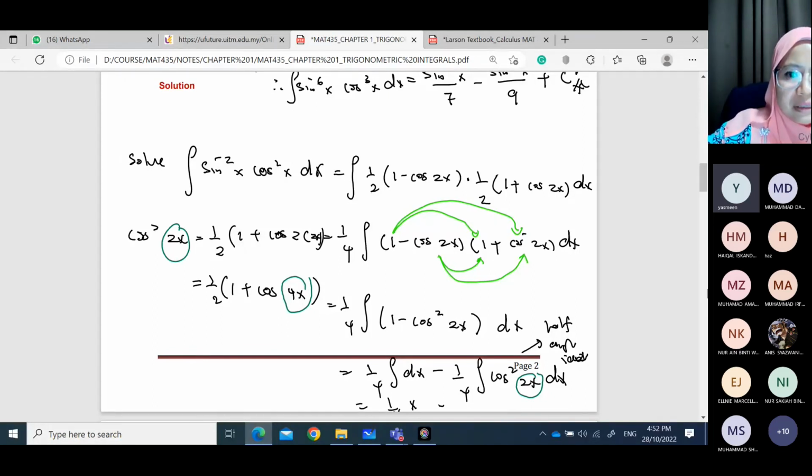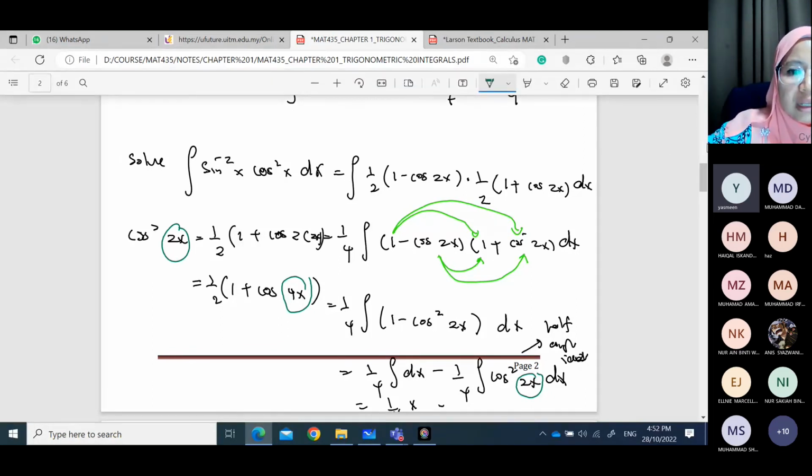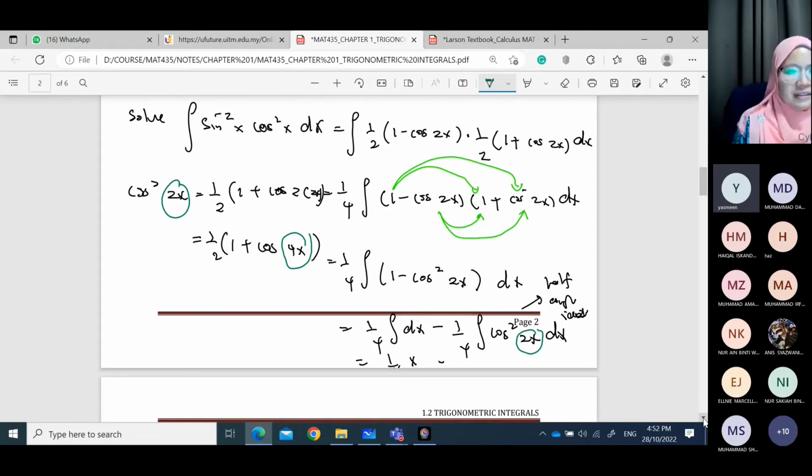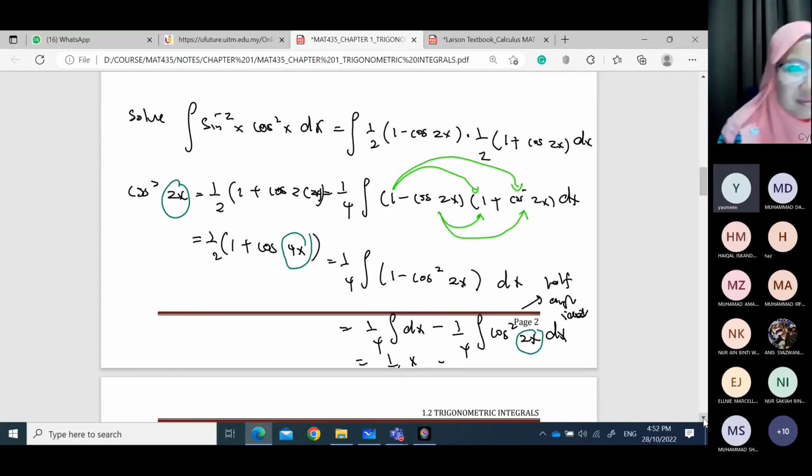Boleh tak yang ni? Faham tak? Yang even, both are even. Dua-duanya adalah even. Jelas tak yang ini?